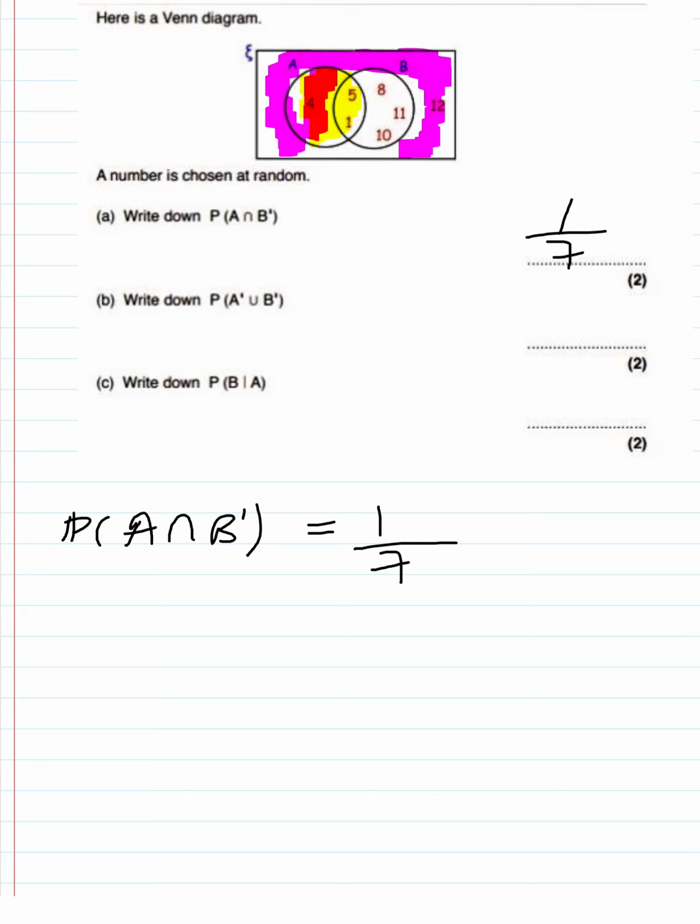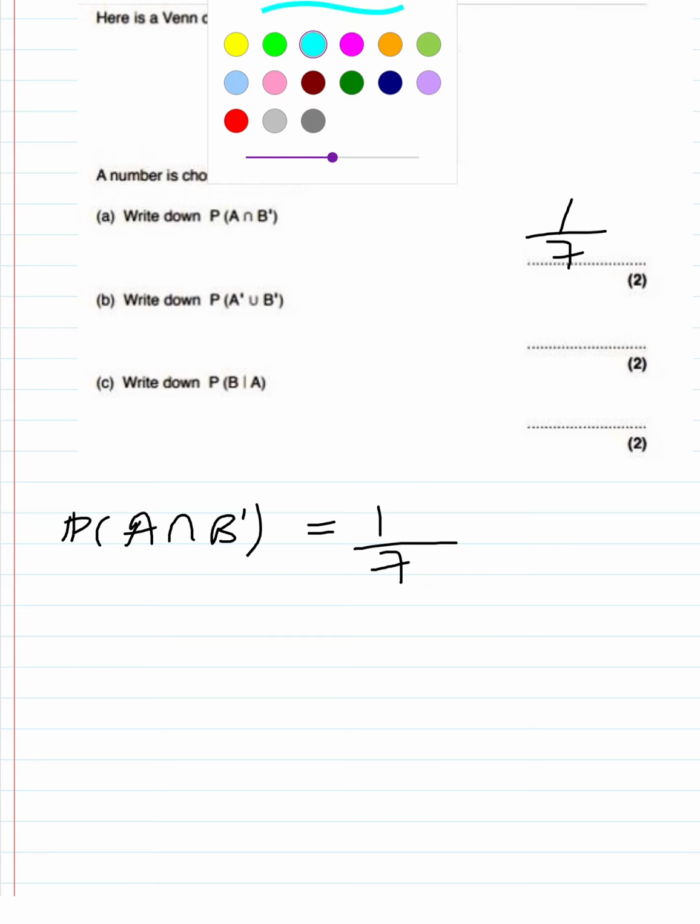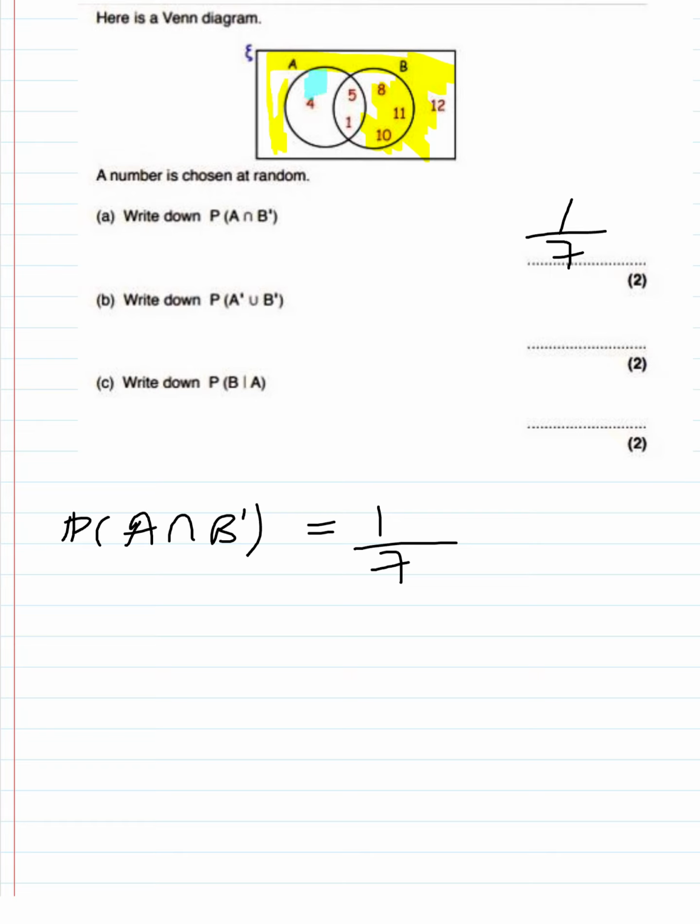Now part B asks us to work out the probability of not A or not B. In other words, we want the elements that are not in A and not in B, just the outside elements. Let's start by shading not A. We'll do this in yellow. So that's all of the elements that are just in B and the outside bits. Now let's shade the elements that are not B. These are the elements just in A and the outside bit.